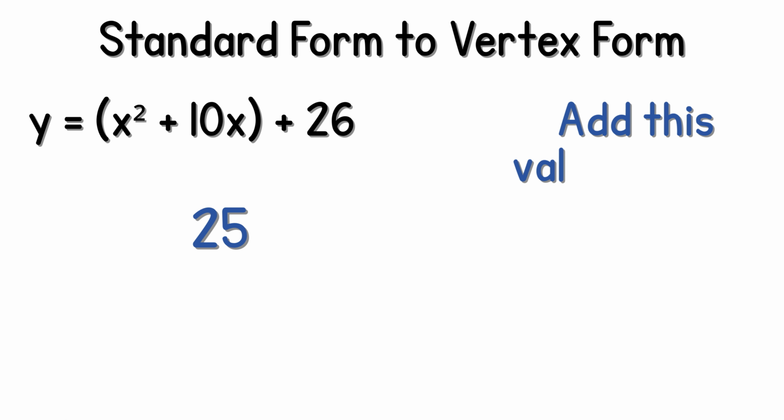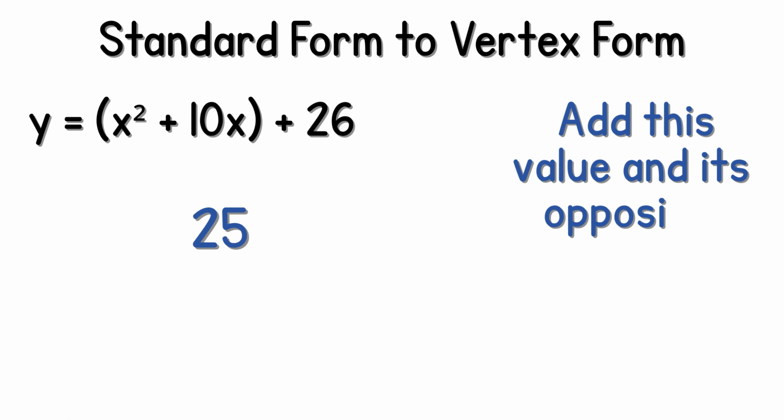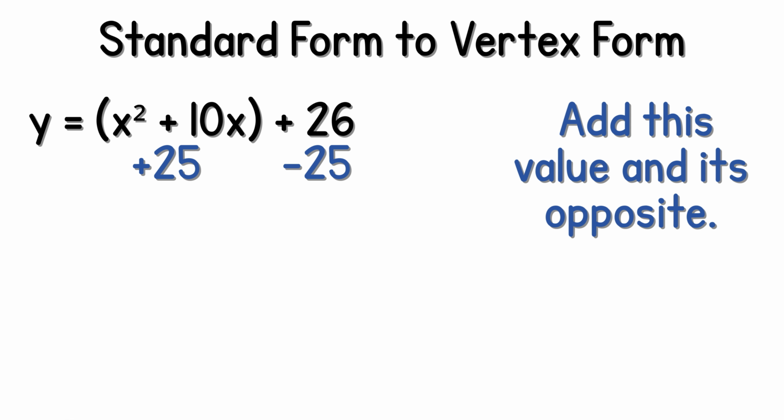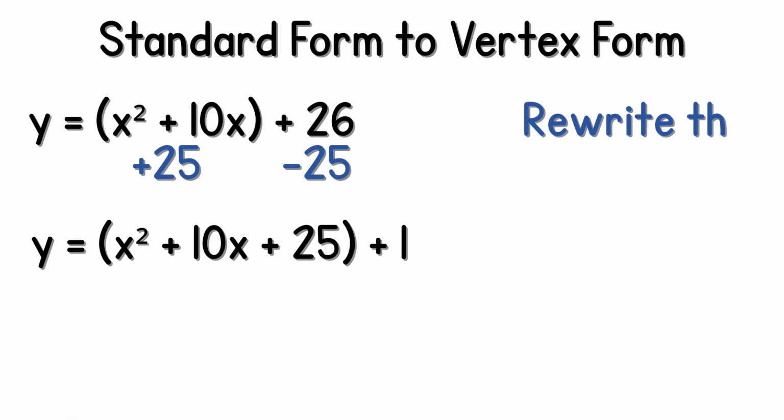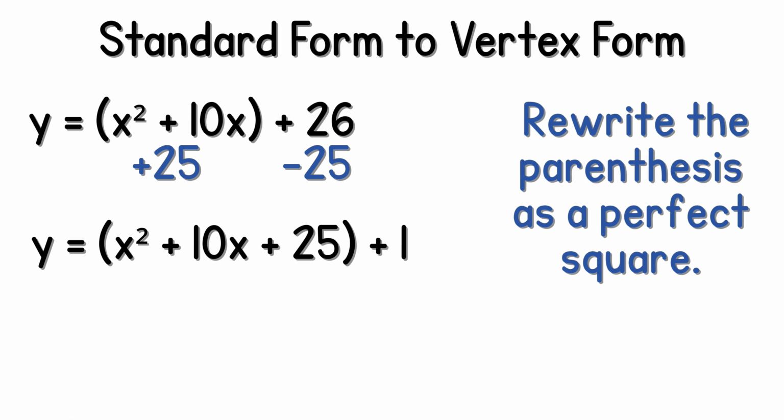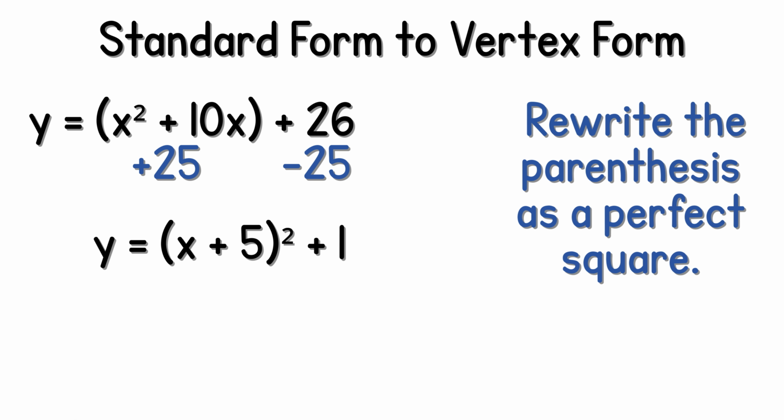Now we're going to add this value and its opposite. We do this because if we add positive 25 and negative 25, it's the same as just adding 0, so it doesn't change the value. So we're going to add 25 to the parentheses and then subtract 25 from the constant. This gives us y equals (x squared plus 10x plus 25) plus 1. Now we're going to rewrite the parentheses as a perfect square. So we can simplify this to (x plus 5) squared plus 1. Now we can see that it's in vertex form.